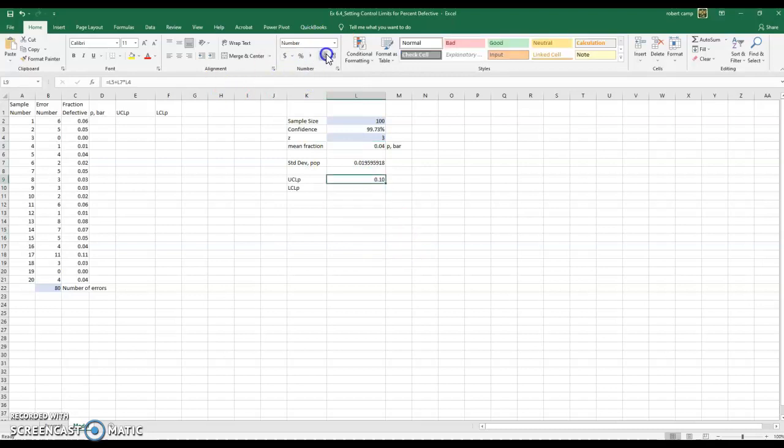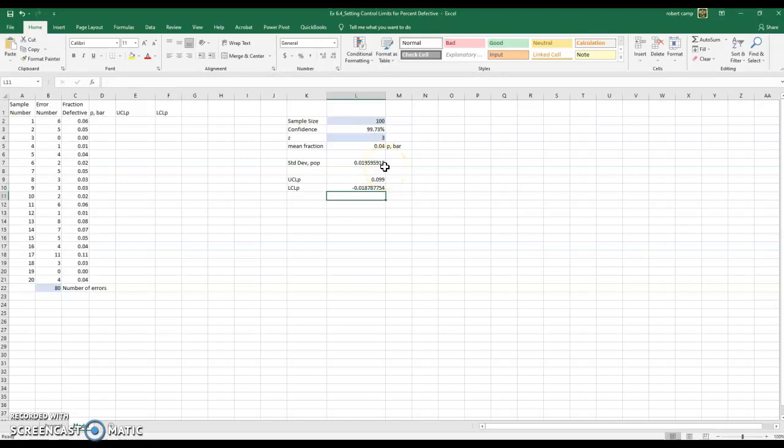Now we need to take a look at the lower control limit. Since I did not put range names in, this is not going to work out by just dragging it down, so we'll have to type it again. So equals standard deviation, oh, not standard deviation, mean fraction minus standard deviation times the z value.